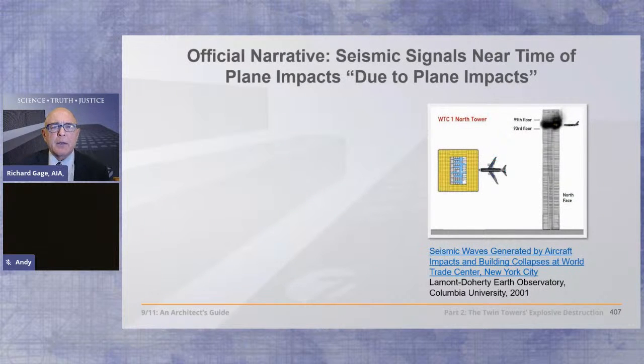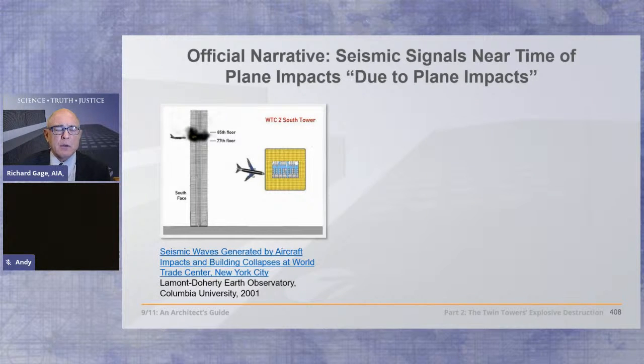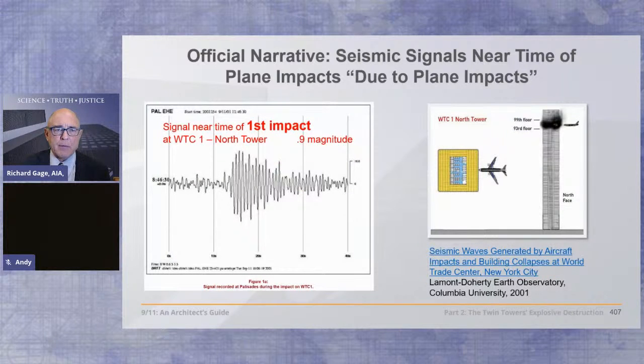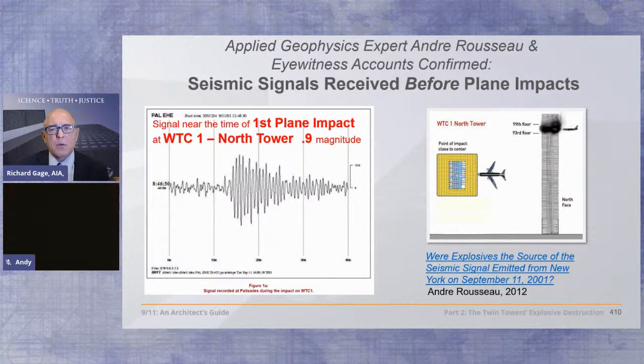And what did they find? That there were actual seismic signals near the time of the plane impacts. The official narrative says this is due to the plane impacts. Okay, a reasonable assumption, but let's look at it. The seismic event near the time of the first impact produces a 0.9 magnitude event. At the second impact, we have a 0.7 magnitude impact. So let's break it down.